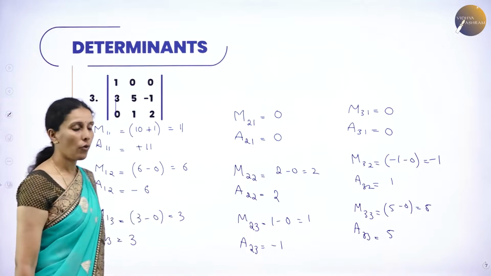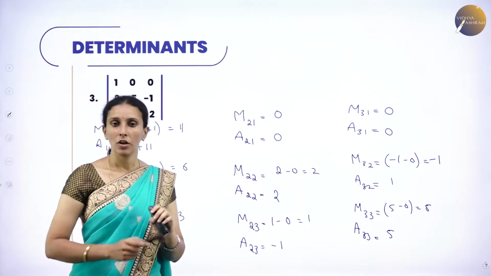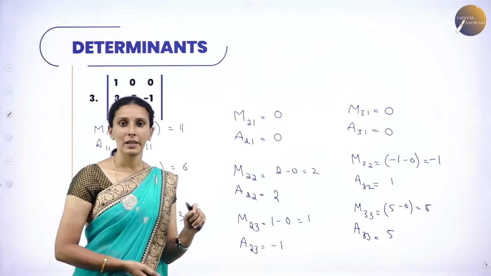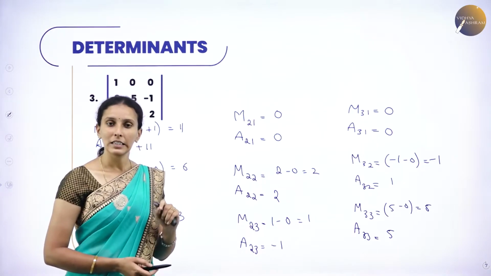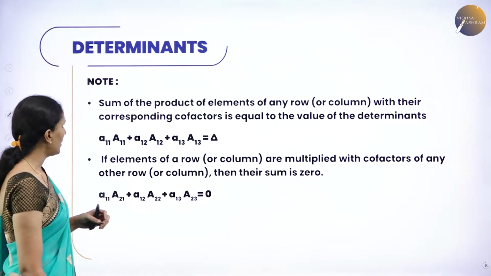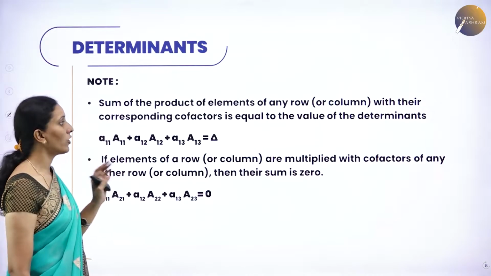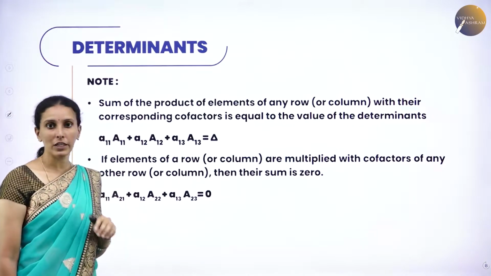So this is how we are going to find the minors and cofactor of each and every element inside the determinant. Next, there is an important thing to note: the sum of the product of elements of any row with their corresponding cofactor is equal to the value of the determinant.